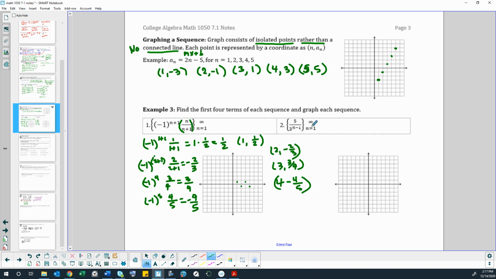Alright, one more. So n equals 1, so we'll have 5 over 3 to the 1 minus 1 power, so that's 0, so it's 5 over 1, which is 5. And then we'll have 5 over 3 to the first power, because it would be 2 minus 1. So that would give us just 5/3. And then we would be multiplying by 3 each time, so the third would be 3 minus 1, which is 2, so squared, so the next one would be 5/9, and then the next one would be 5/27, I think.